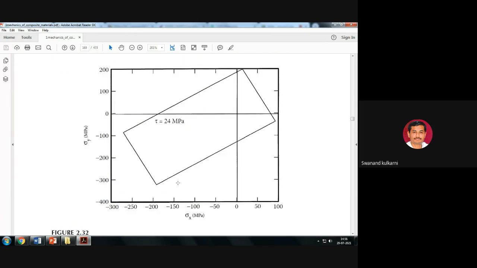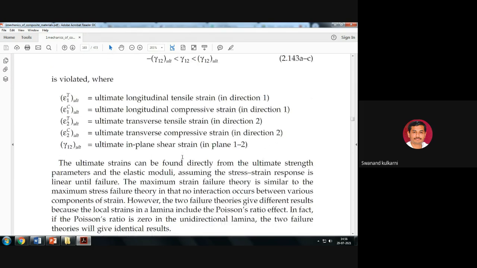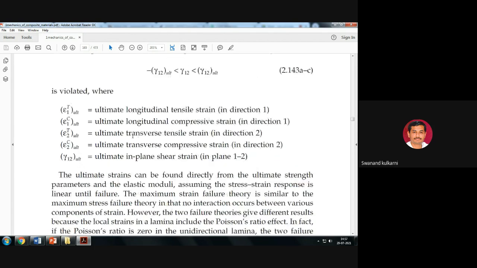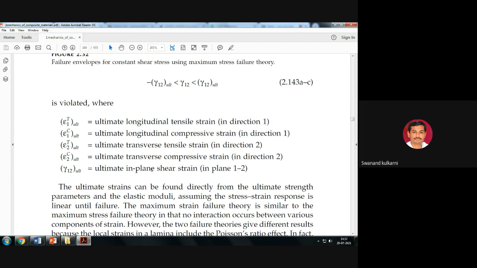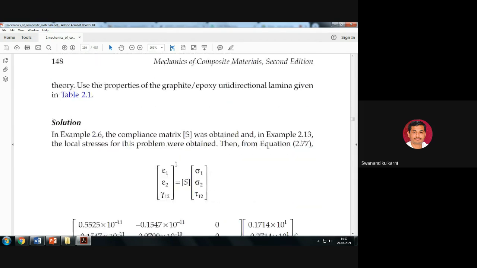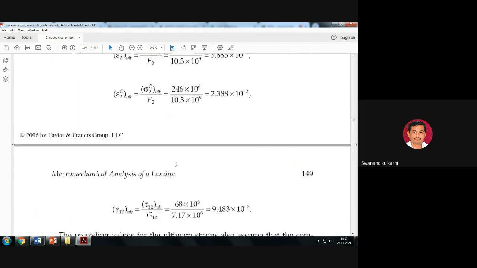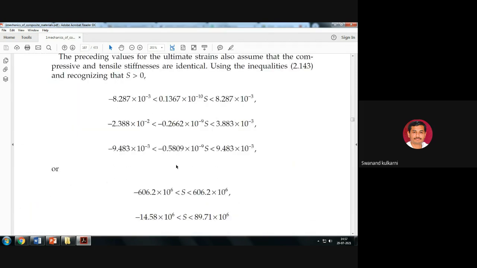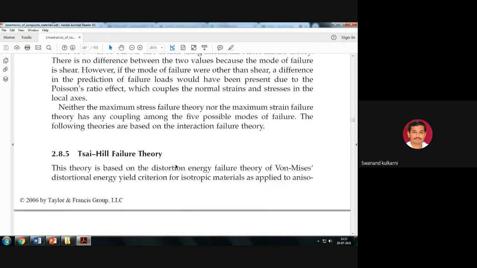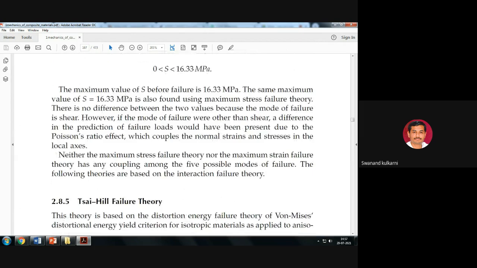So for this figure, we have noted it as a failure envelope with reference to this strain theory. The notations used here: ultimate longitudinal tensile strain in direction 1, ultimate longitudinal compressive strain in direction 1, ultimate transverse tensile strain in direction 2, and gamma 12, ultimate in-plane shear strain. These are the notations used. Now I will not go into much detail on the numerical part, but I will repeat that this maximum strain failure theory is based on Tresca and Saint Venant's principle. This is the basis for that.